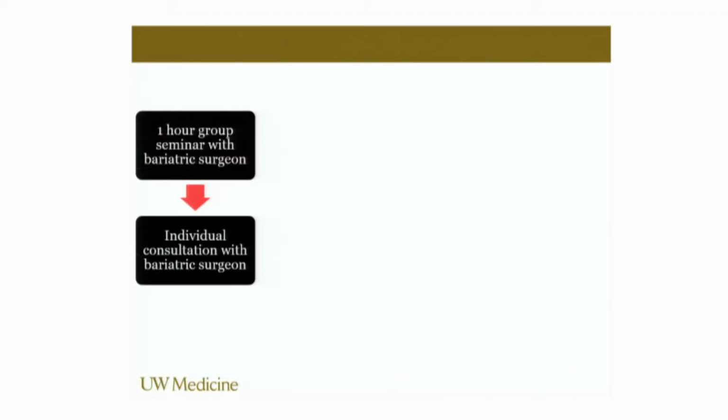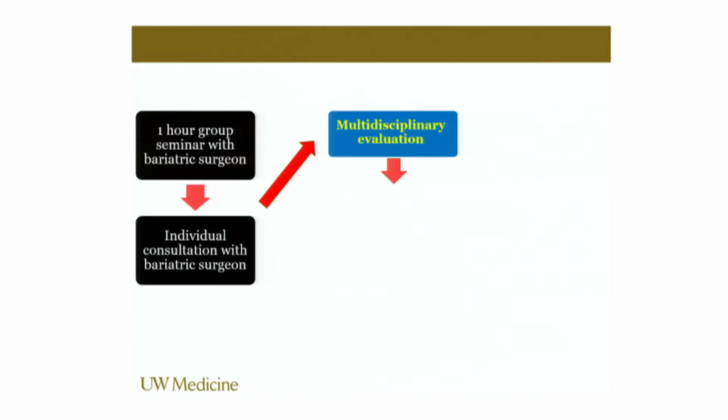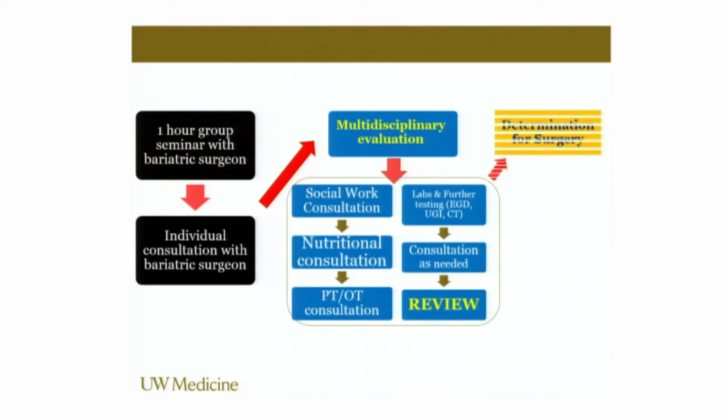We start with a 1-hour seminar, which is a group information seminar with the surgeon. Then they go on for an individual consultation with the surgeon. And initially, if they look to be a reasonable candidate, we enroll them, and we then do a multidisciplinary evaluation, which consists of the following. Every patient gets a social work evaluation, nutritional consultation, physical therapy consultation. We'll check blood work, and also if we have to order some testing to look in the stomach or perform some imaging studies, we'll do that.